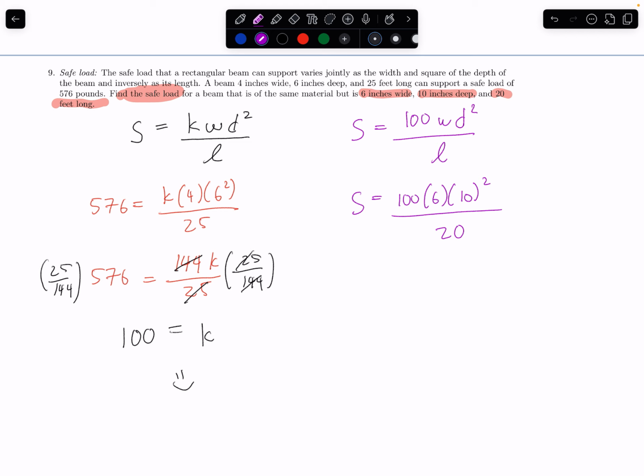10 squared is 100, divide by 20, let's get 3,000. So S is equal to 3,000. This is a safe load. The measurement here is pounds. So with those dimensions, it can hold 3,000 pounds. Same material. Okay, cool.